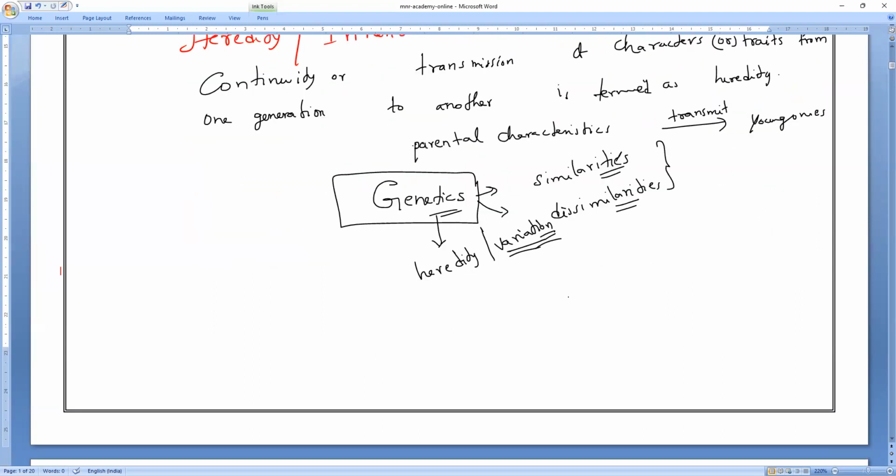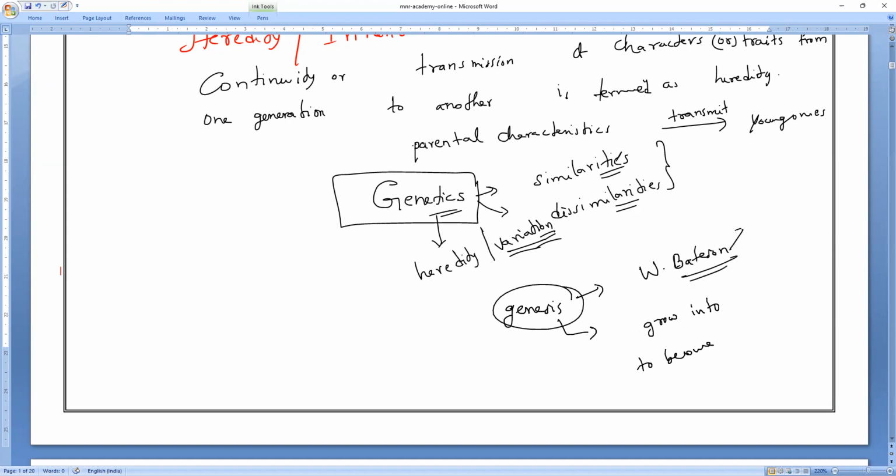So first, what do you mean by genetics? The meaning of genetics is to grow into, or we can say to become. The first person who spoke about this was W. Bateson. He is the person who coined the term genetics first in 1905. It is derived from a Greek word, genesis. Genesis means grow into. That is the meaning of it.